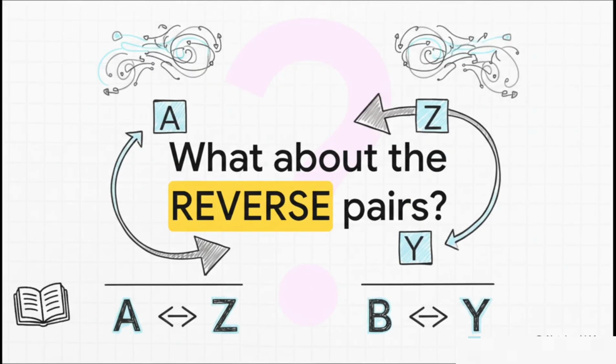Okay, so we've got the forward positions down. But what happens when the code gets a little tricky? What if it uses the reverse of the alphabet, where A is paired with Z, B is paired with Y, and you get the idea. This is another super common pattern you will definitely see in exams.